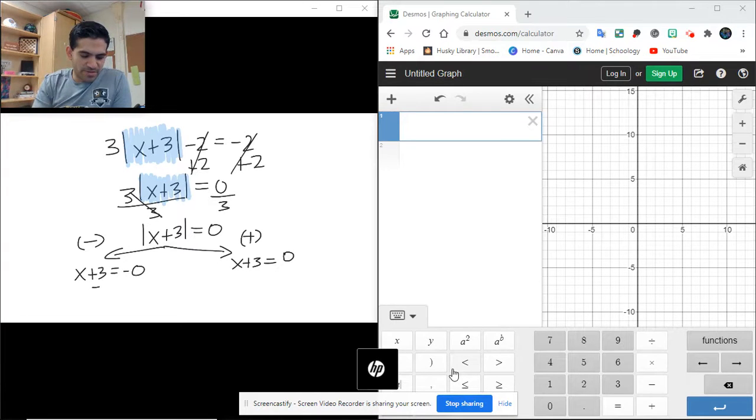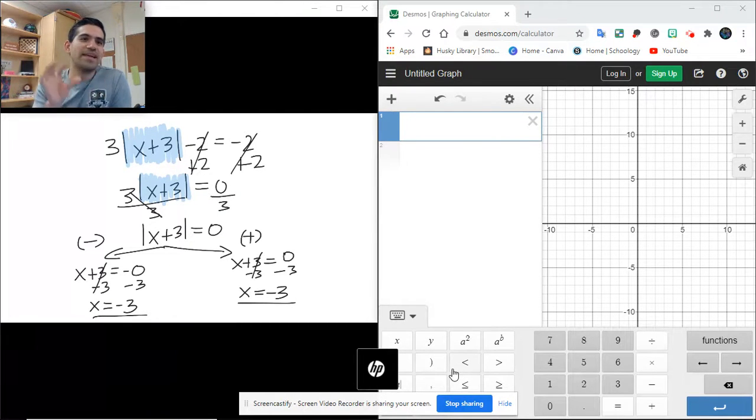When we subtract 3 on both sides, negative 0 minus 3 is just negative 3. And then on the other side, subtract 3 on both sides, you get the same answer. See how we have two solutions, but it's still the same solution? This is how it's going to be just one answer. Now let's check our work, all right?